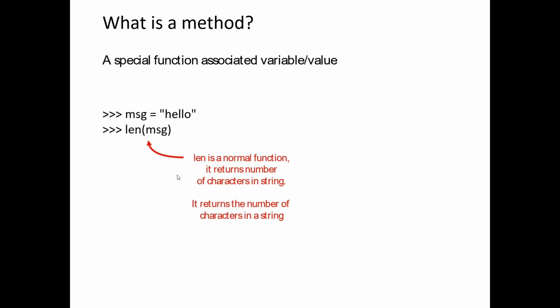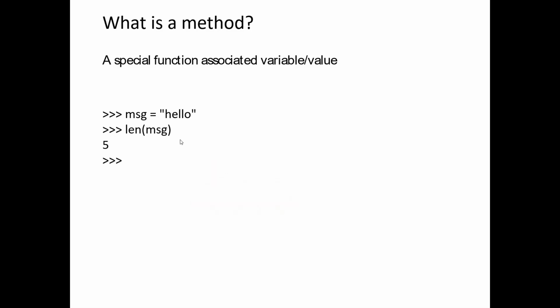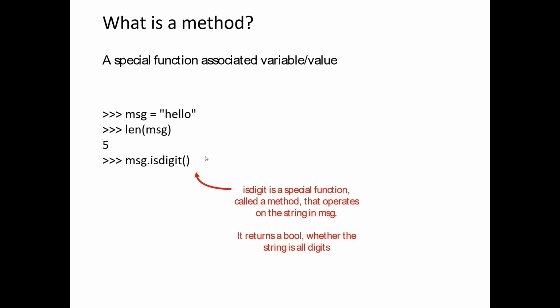Yeah, here's a great example of one. So here we have length. This is actually going to be a function that's available for any of the sequences, and strings are a type of sequence. So length is a normal function. It returns a number, and just the number of characters in a string. So hello, 1, 2, 3, 4, 5, has 5 characters. It just returns 5.